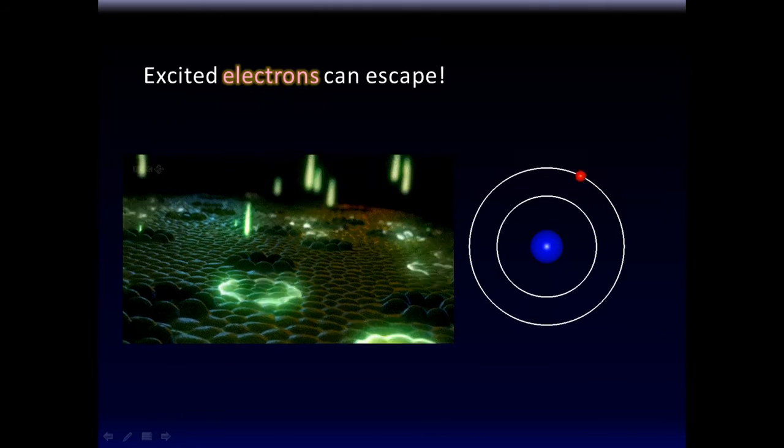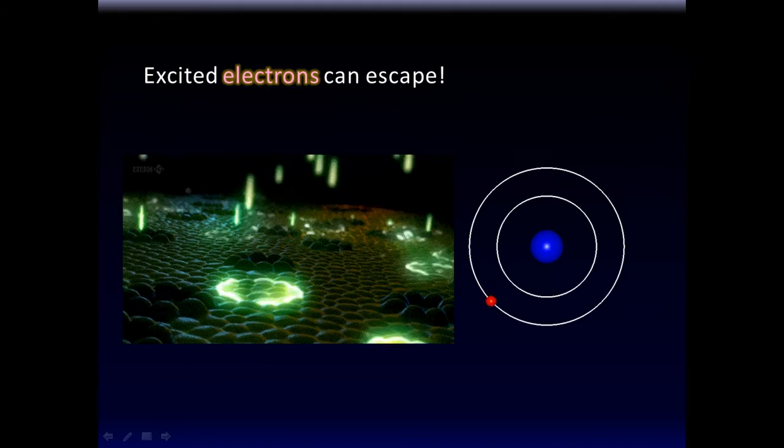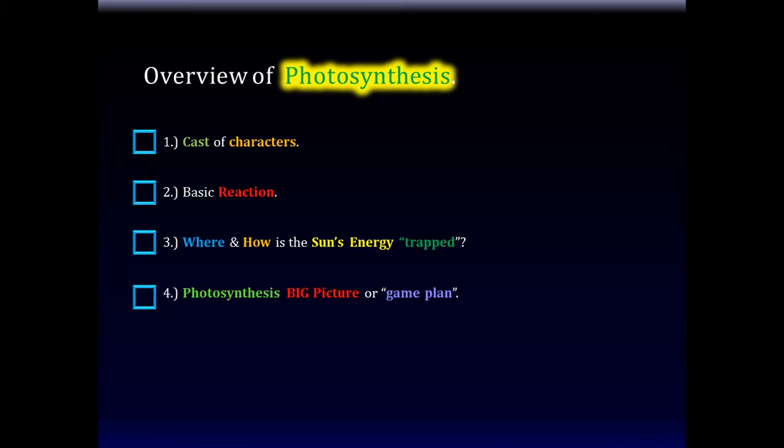So now this electron has more energy because it was struck by a photon. Now, if the electron gets lots of energy, it can even escape the atom, and that's what happens. It can escape the atom, and that high energy electron is used to do all the beautiful things that photosynthesis does.